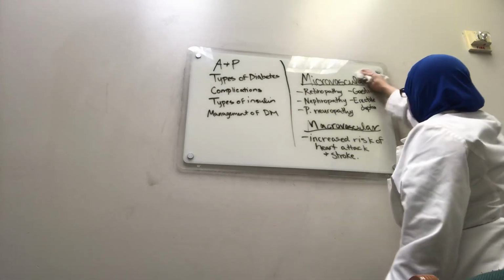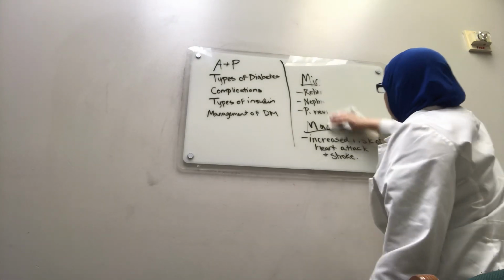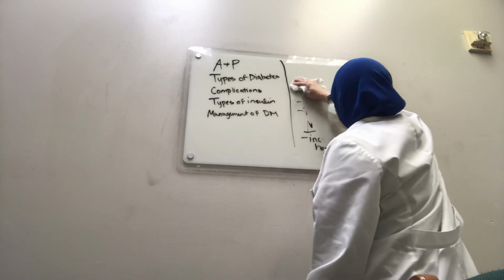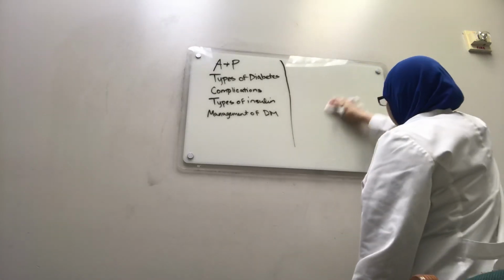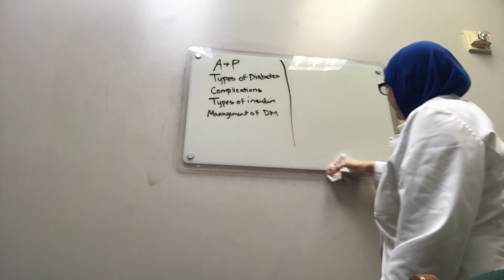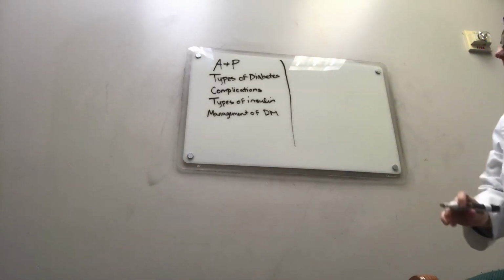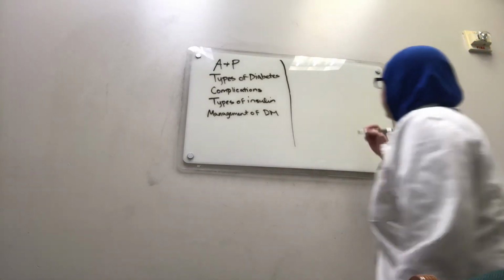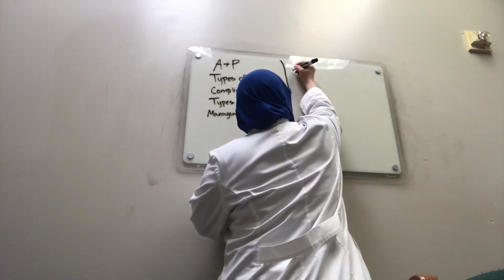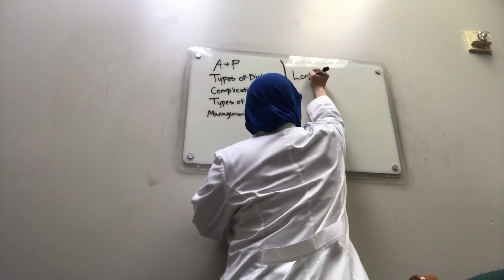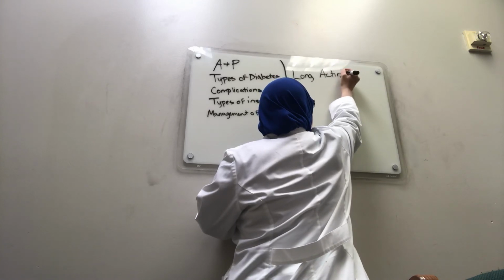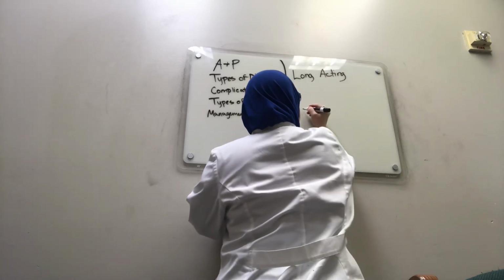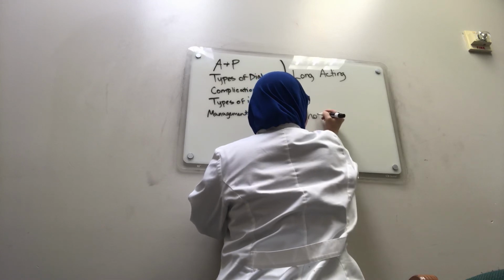Which brings me to talking about types of insulin and management of diabetes. Now that you understand why it's so important, let me tell you how we're going to do it. So with types of insulin, we're going to break it up into two main categories: long-acting and short-acting.